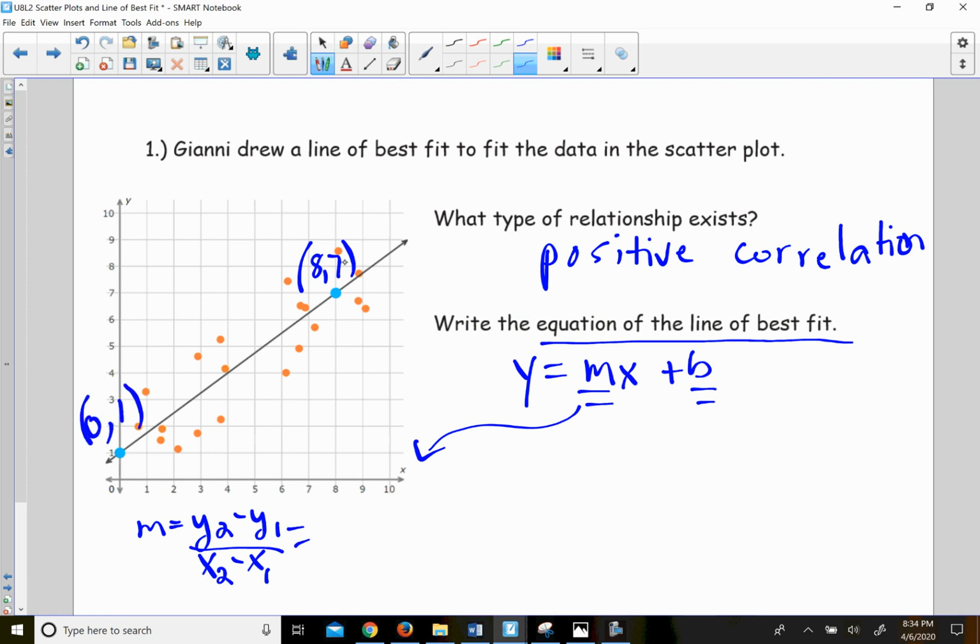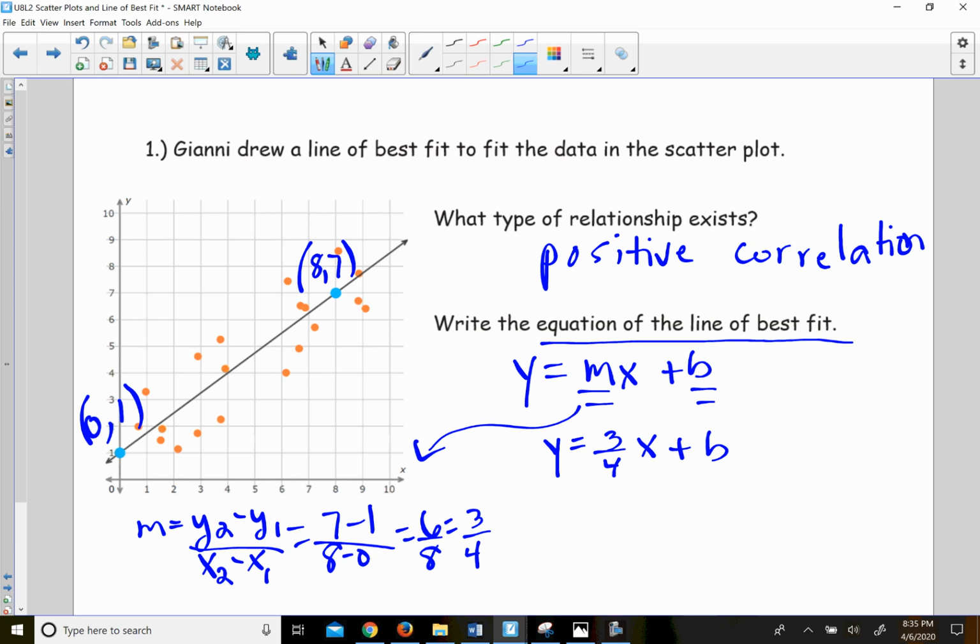So if I take the second y, which is 7, and subtract the first y, which is 1, over the second x, which is 8, minus the first one. So 7 minus 1 is 6, 8 minus 0 is 8, and I can simplify that, divide by 2 to get 3/4. So I know that y equals 3/4 x plus b. So now I have to find the y-intercept. So there's two ways I can do this.